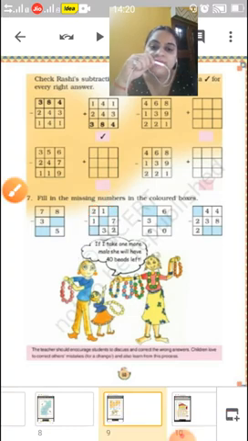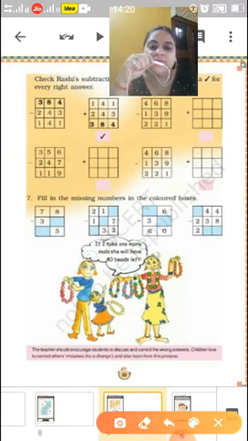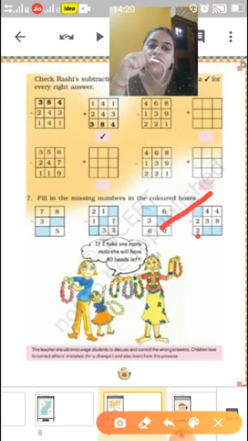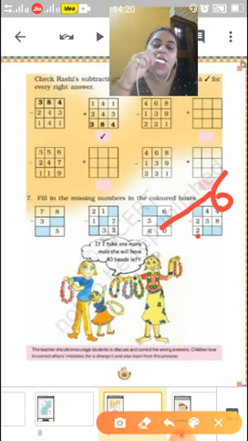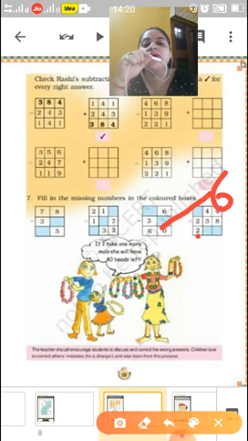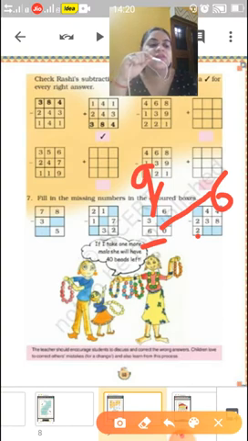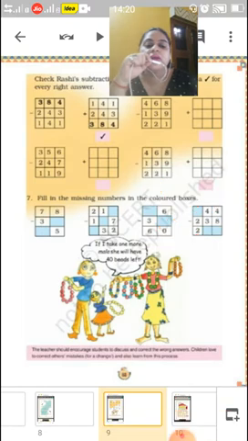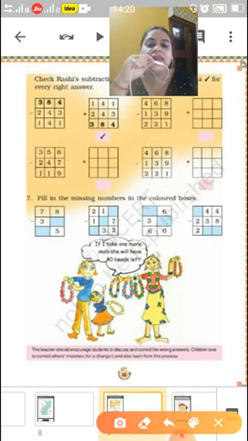Okay children, now come to next. What will come in this box? That will become 0. So 6 minus 6 is 0. And what will come in the above box? Here will come 9. 9 minus 3 will come 6. Okay children, now come to next.